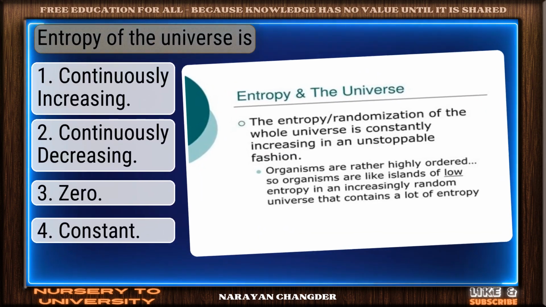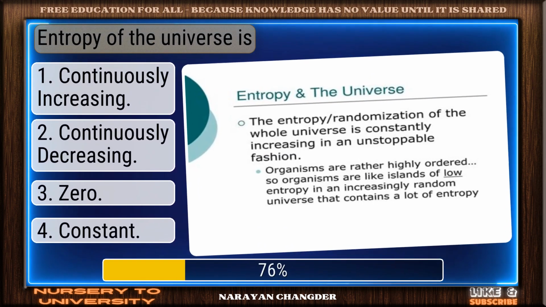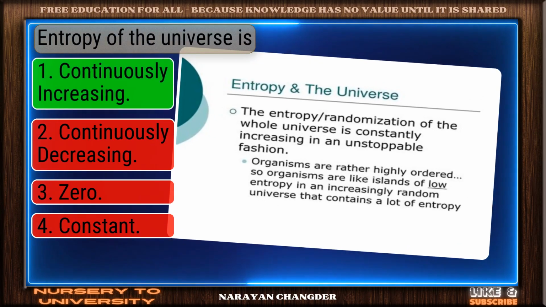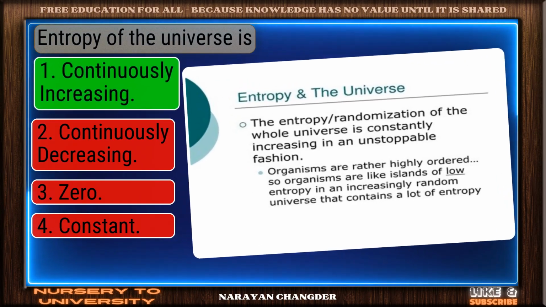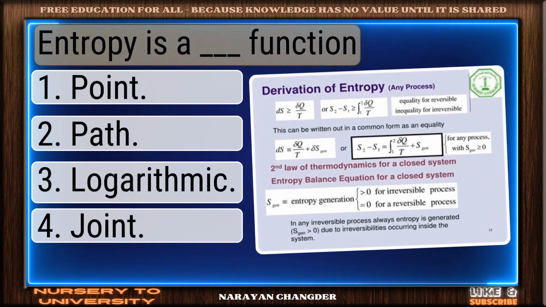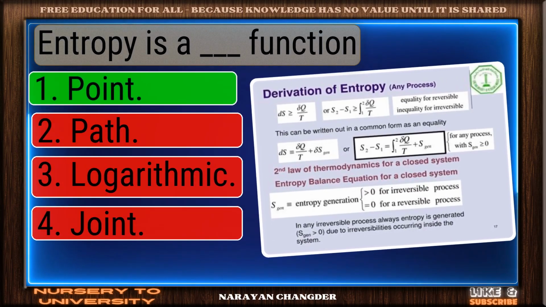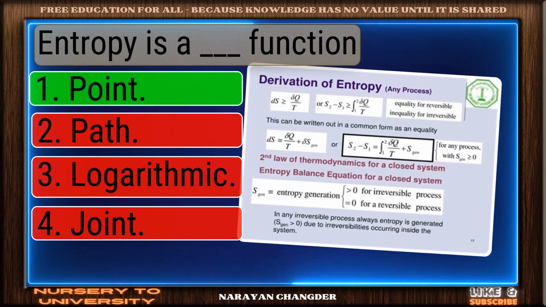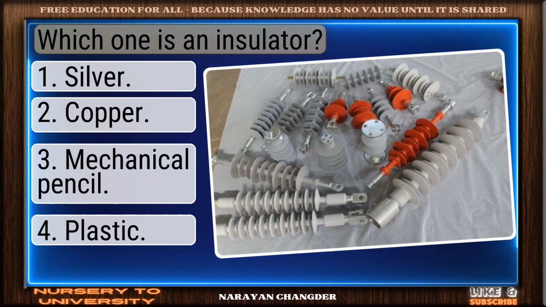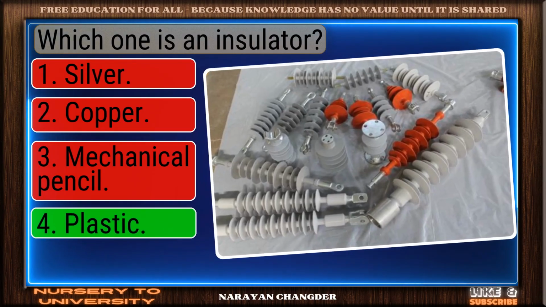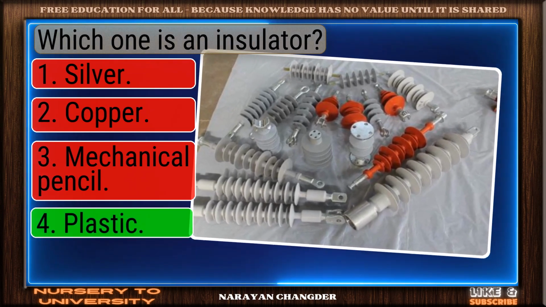Entropy of the universe is? You chose continuously increasing, and it is correct. Entropy is a dash function. Correct response. Point is the most accurate answer. Which one is an insulator? Well reasoned. Plastic is the correct choice.